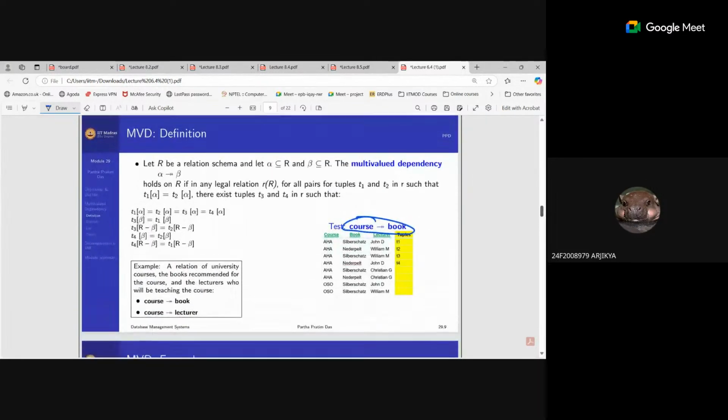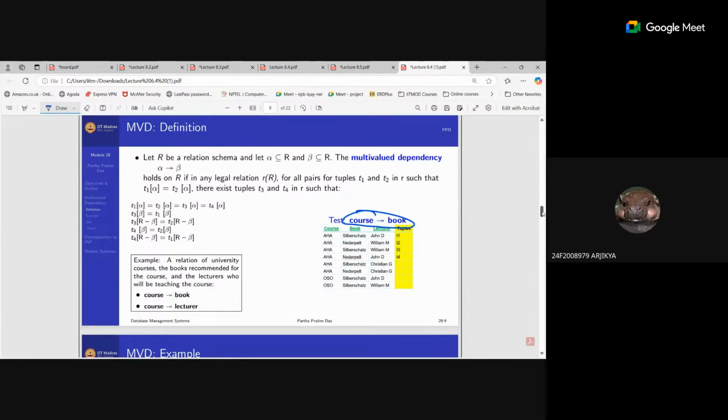They cannot uniquely determine the tuple. Here, the repeated thing cannot determine it uniquely, right? Because these two are independent, book and lecture.